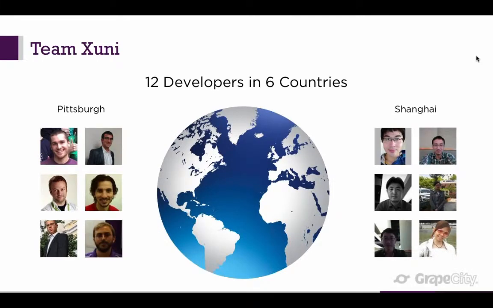All right, so the case study. Here in GrapeCity on Team Xuni, we have 12 different developers in 6 countries, split between roughly 2 different time zones, Pittsburgh and Shanghai. So there's about a 12-hour difference. When Shanghai is finishing up development, our Pittsburgh developers are coming into the office and they need to know what bugs have been fixed overnight and what tasks to work on. So we need to plan a new sprint every 12 hours.